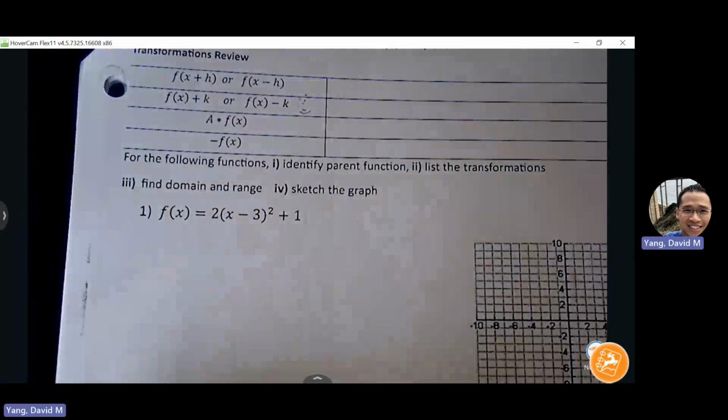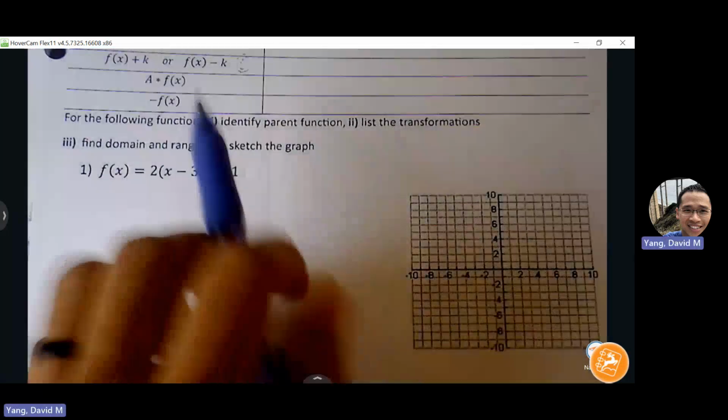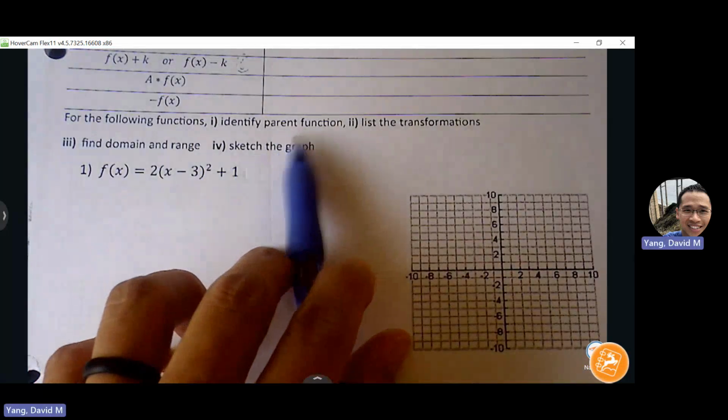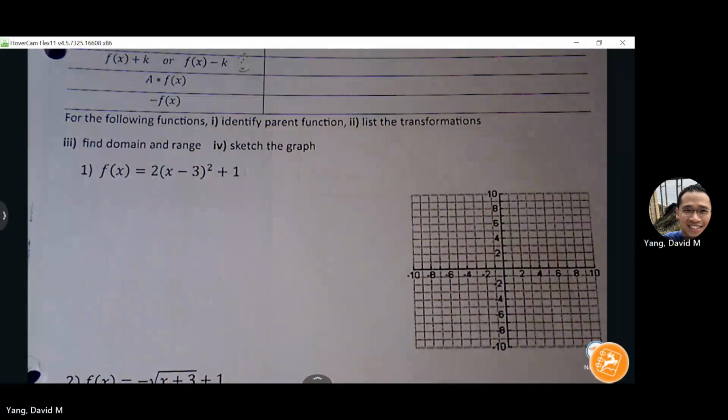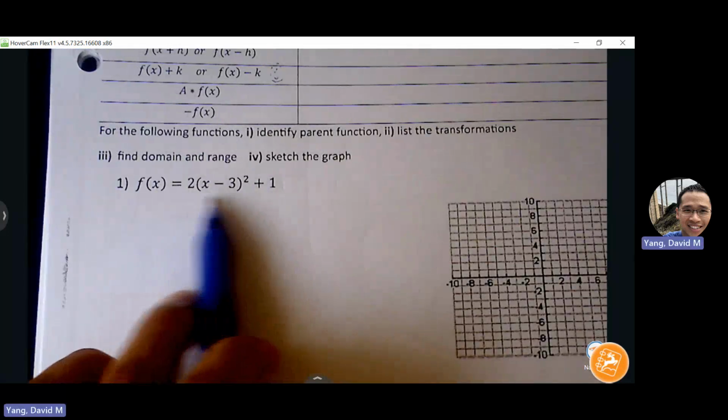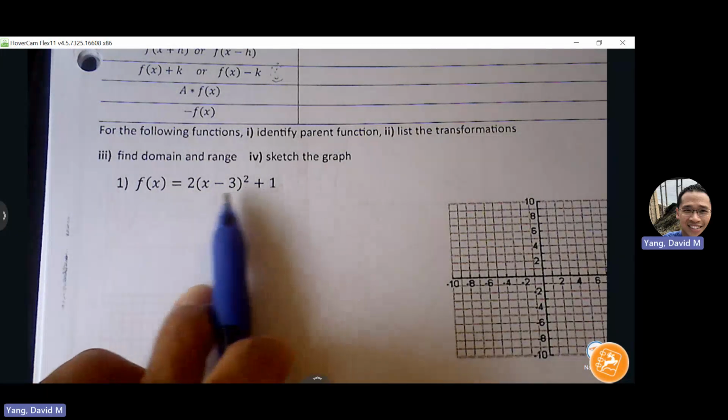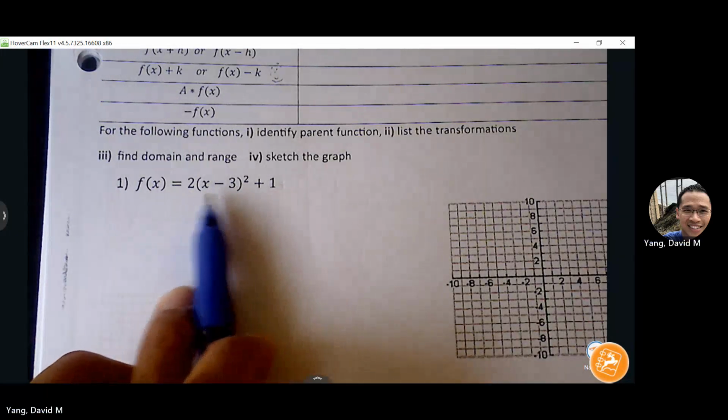Okay, so let's do a few of these here. For the following function, let's identify the parent graph, list the transformations, find the domain and range, and then we'll also sketch the graph. So look at this function here. What is the parent graph that we're working with to begin with? Yep, y equals x squared, right?